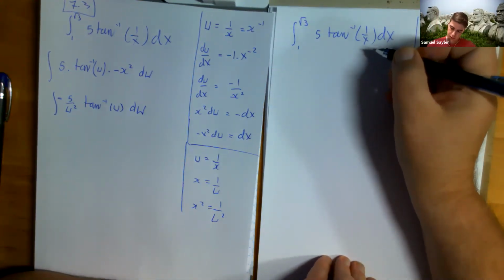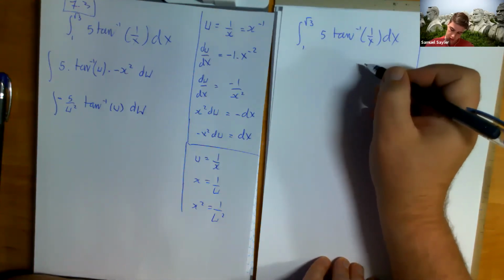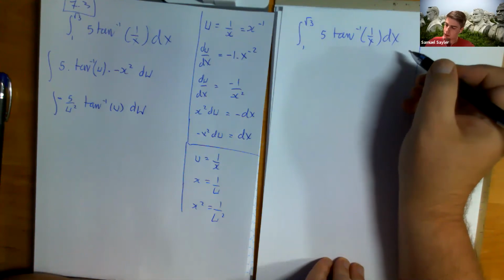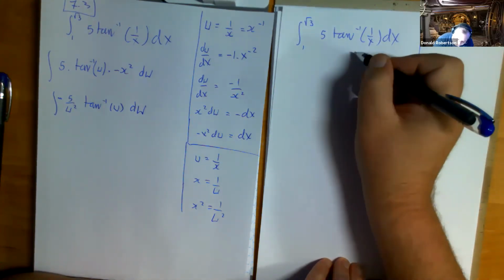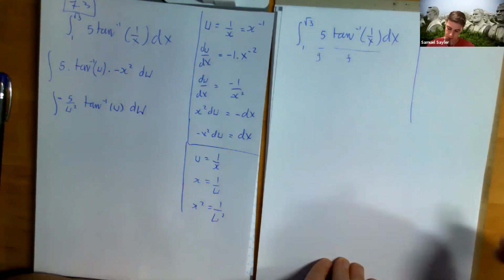Haven't done this in a while. Probably my G would be the... which one? Which way does tangent go? So tangent. I'd want five to be my G and F to be tangent inverse.